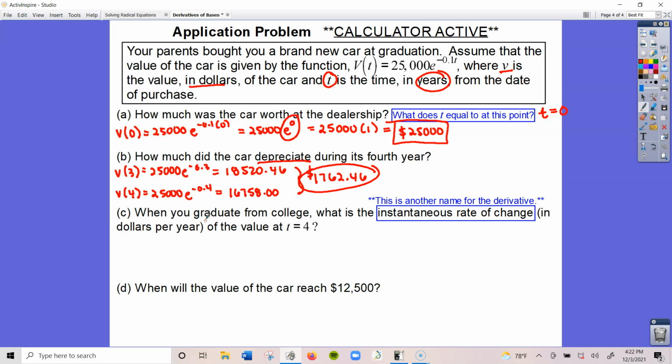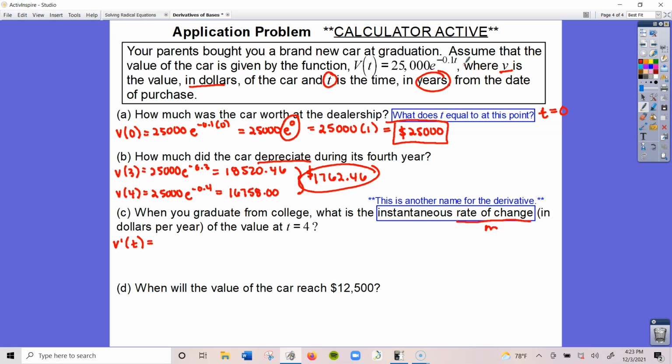For C, when you graduate from college, what is the instantaneous rate of change in dollars per year of the value at t equals 4? So instantaneous rate of change is just another name for the derivative. And think about it, rate of change is slope. So instantaneous means at that particular moment, what is the slope, or what is the rate of change of the value? So in order to figure this out, we're going to have to find v prime of t. And once we find v prime of t, then we're going to plug in t is equal to 4 to see exactly how it's changing during that 4th year.